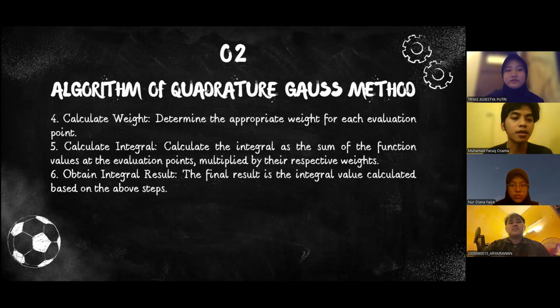Specify evaluation points that are the roots of an orthogonal polynomial, such as a Legendre polynomial. After that, calculate the weights. Determine the appropriate weight for each evaluation point. And the next step is to calculate the integral: calculate the integral as the sum of the function values at the evaluation points multiplied by their respective weights. Then the last step is to obtain the integral result. The final result is the integral value calculated based on the above steps.